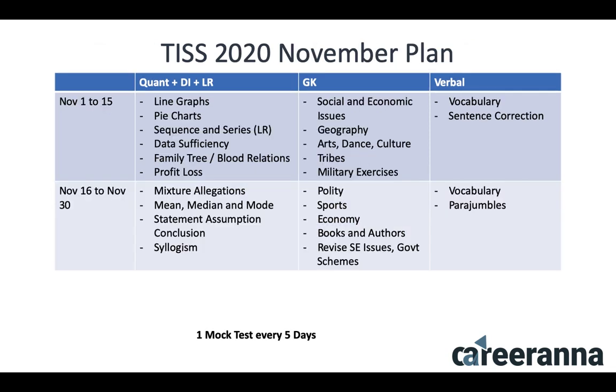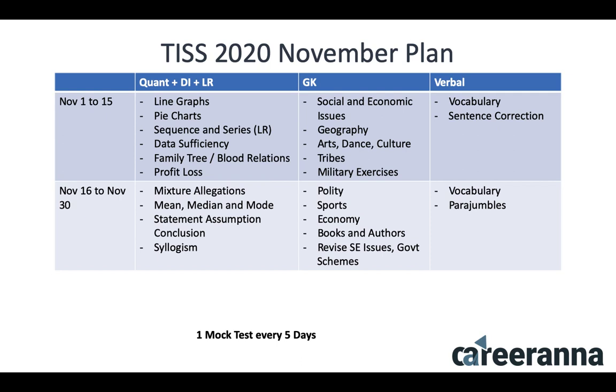Coming to the month of November, November 1 to November 15 for Quant, DI and LR, focus on line graphs, pie charts, sequence and series, data sufficiency, family tree, profit and loss. These are the topics which you should be focusing on in this section. In GK, complete the remaining part of the social and economic issues ebook. You should then do the geography ebook and then the ebooks on arts, dance, culture, tribes, military exercises. In verbal, continue with vocabulary and do sentence correction as well.